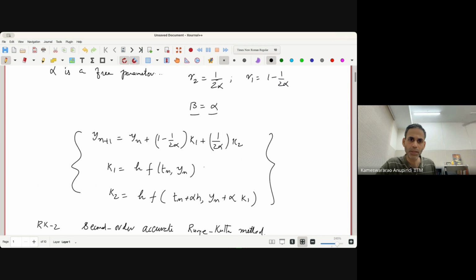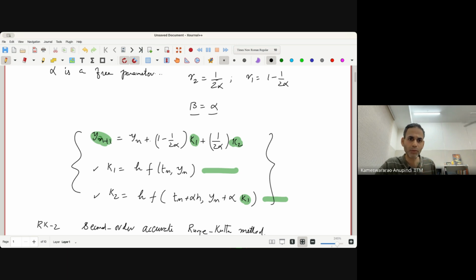So what we do is that we take, for these values of gamma 1, gamma 2, and beta, first we're going to solve for K1. Okay, we're going to solve for K1, then use the value of K1 and then solve for K2. Once we have obtained K1 and K2 from these equations, we're going to solve for yn plus 1. Okay, that means we are doing 2 function evaluations per calculation of one time step.